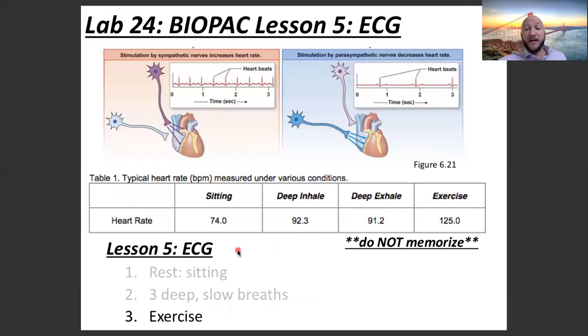Now with exercise, I think most students get this part. With exercise, we're using a lot of muscles. We're making a lot of ATP. We need nutrients in our muscles. We need to get waste products away. Exercise increases heart rate.